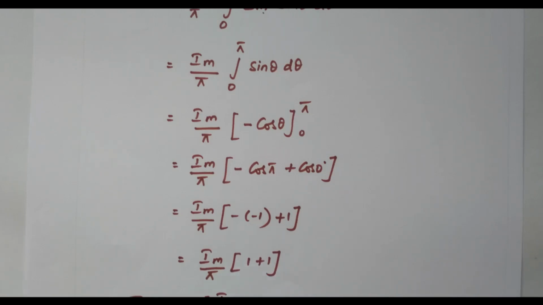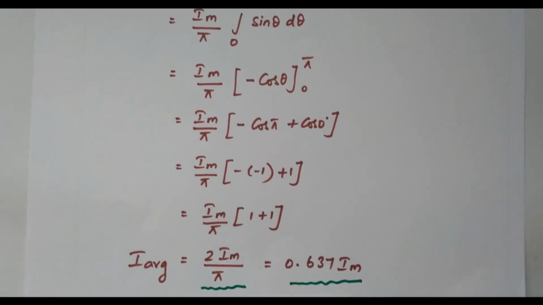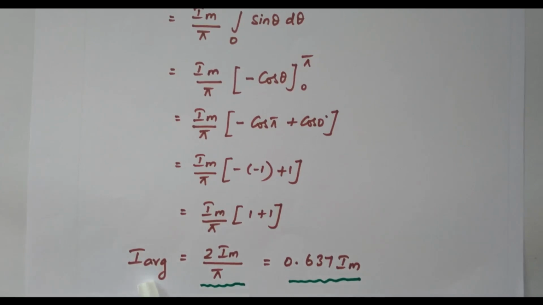So I average equal to 2 Im by pi. Right. So here 1 plus 1 is 2. So 2 Im by pi. That is nothing but 2 by pi is 0.637 Im. So the average value of current in a sine wave is nothing but 0.637 Im. But in average value, what is the disadvantage? We have one positive cycle and one negative cycle.